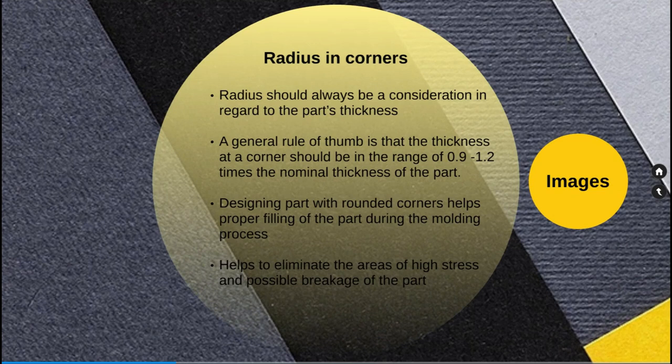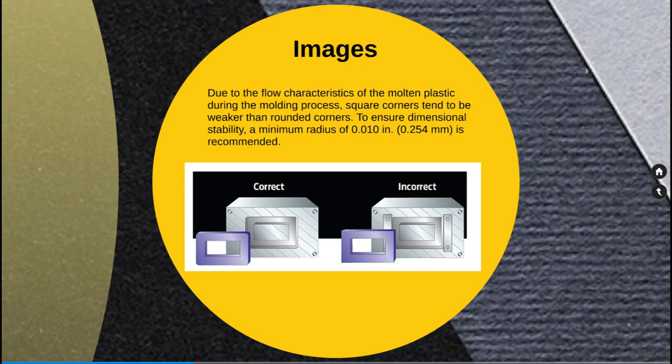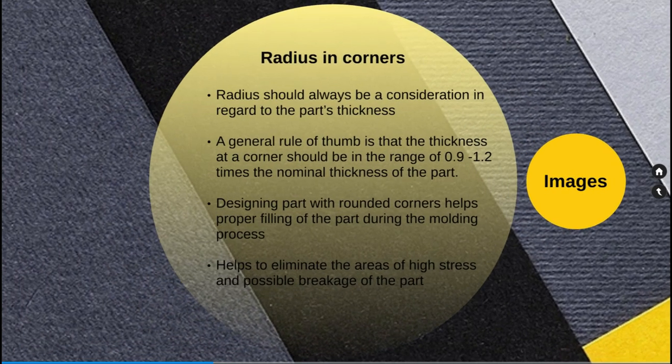Let's see an example. So here you can see the correct and incorrect way of designing the part. The first one, which has the corner, we have given a fillet, and on the right side we have the sharp corners. So when we have the fillet, the molten plastic will flow smoothly during the molding process, and it reaches all the regions faster than the other component. So here, to ensure the dimensional stability, a minimum radius of 0.25 mm is recommended on the plastic component.